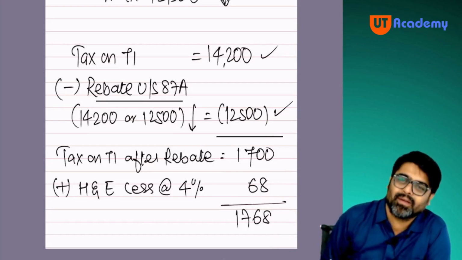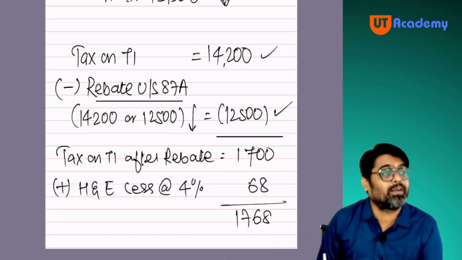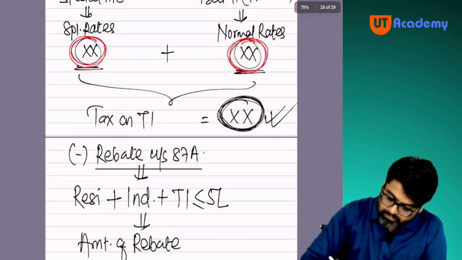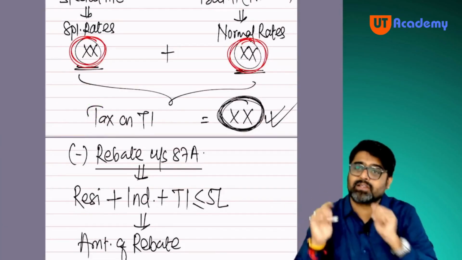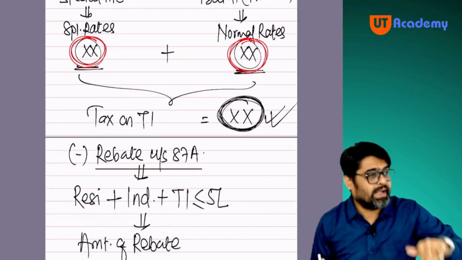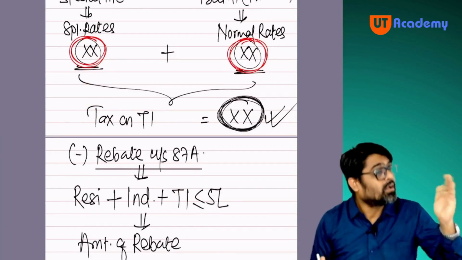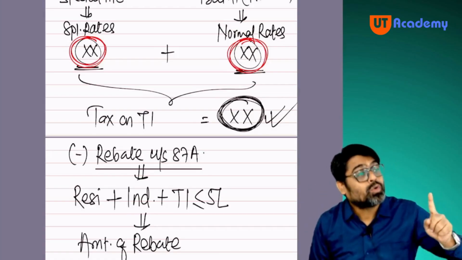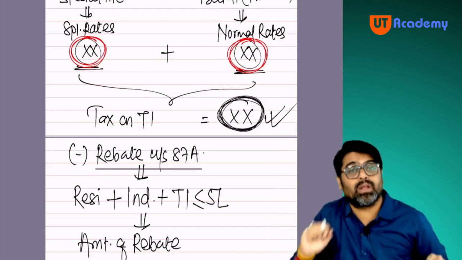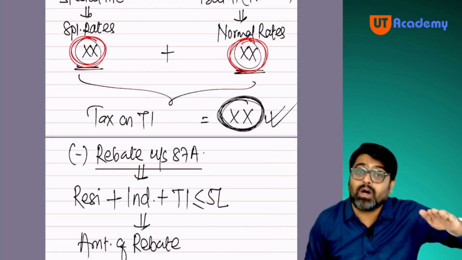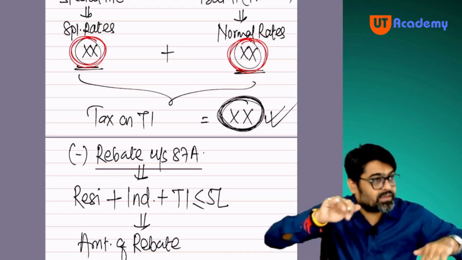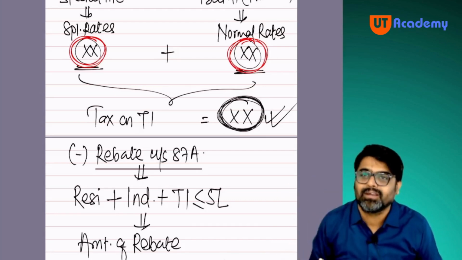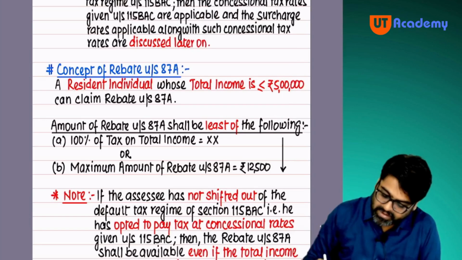Getting my point? Do you remember that surcharge we did? Tax on total income, then we added the surcharge, at what rate? 10%, 15%, 25%. After adding surcharge, tax on total income including surcharge will come. On that we are supposed to apply 4% also. Getting my point? So, please pay attention.